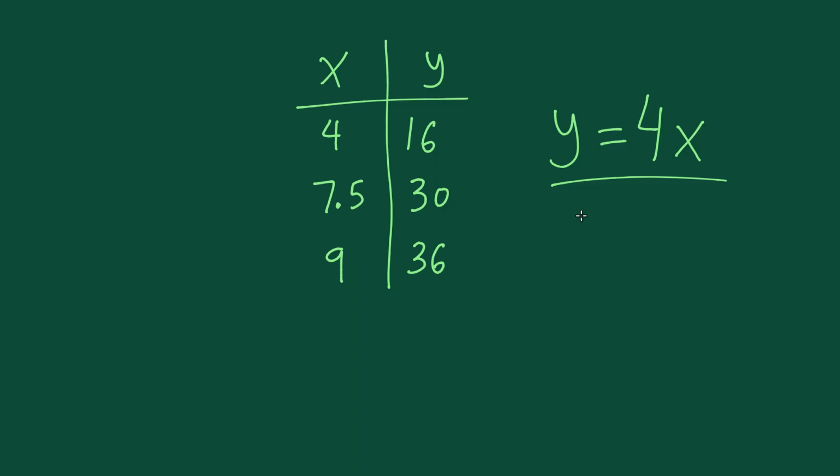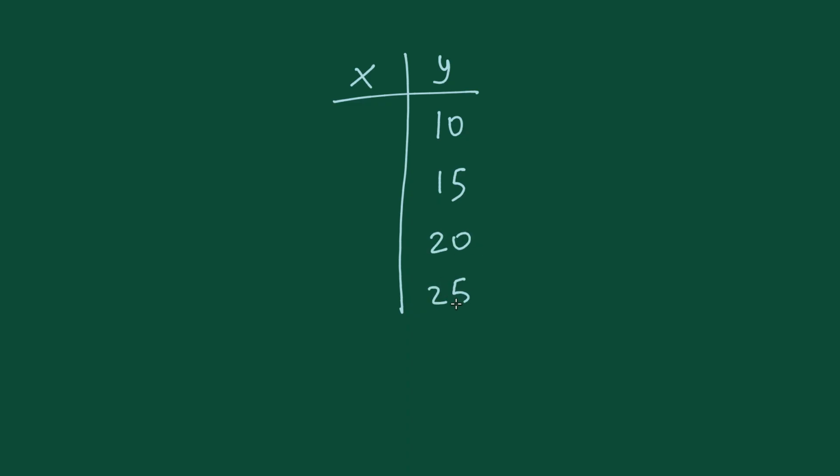Now, what if instead of inputs and outputs, what if you're given the outputs, say the output is 10, 15, 20, and 25. What if you're given the outputs and then the rule? Could you figure out the inputs then?